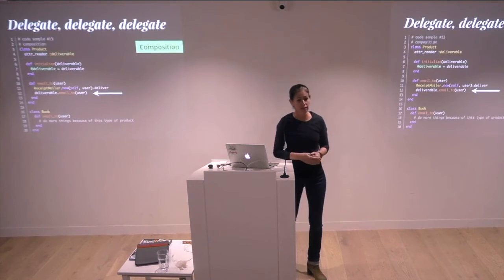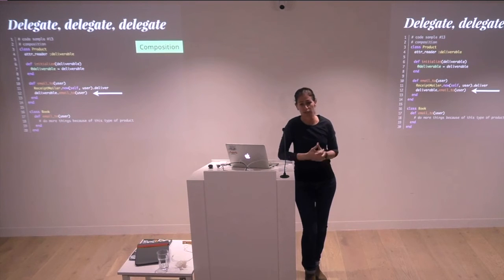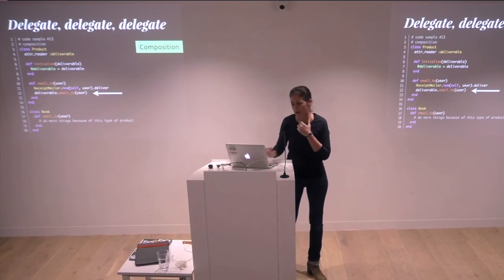In composition, once again, we are delegating everything. So we instantiate a product with a deliverable. And in email to, we explicitly say deliverable email to user, and then let whatever class do whatever they need to do over there. So this is a bit more explicit rather than before.